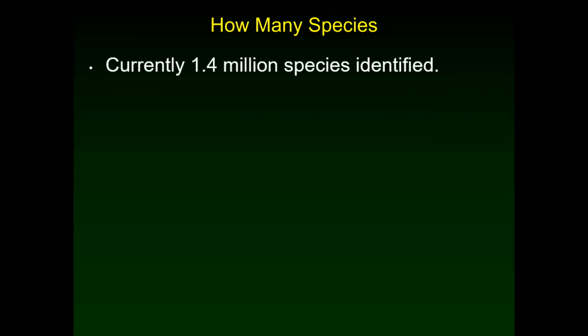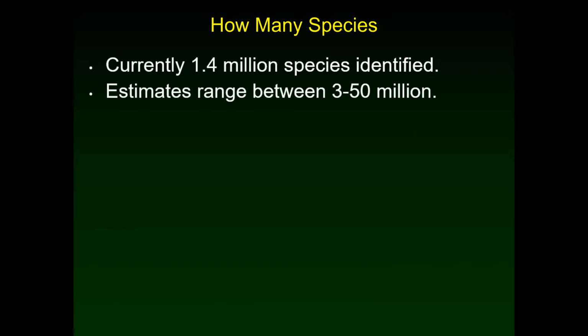So how many species? Currently, there are 1.4 million species identified. My dog is drinking water, and he's the world's loudest dog when doing that. The estimates actually range between 3 and 50 million, which means that there's a lot of them that we haven't identified. So if it's on the low end, 3 million, we're a little under 50%. If it's around 50 million, then we've identified a little over 2%.